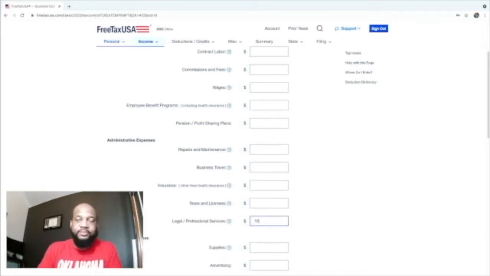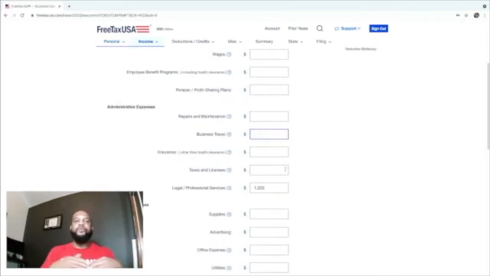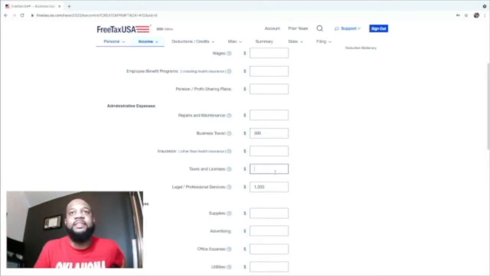If you have a lawyer, $1,000 for whatever. You know what I'm saying? Business travel. Where did you go to handle administrative situations like taking care of your bank statements, all this? So all that, we're gonna just put 300, because you're making all these different moves for your business. That's administrative expenses. That's what it is. All right, taxes and licenses.